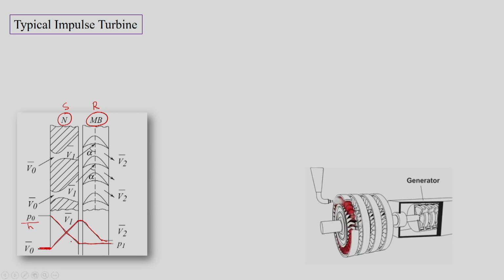The whole enthalpy drop will take place inside the nozzle, and then there is no enthalpy drop which is taking place inside the moving blades, but this enthalpy is a static enthalpy. In case of total enthalpy, as we know, total enthalpy is constant in the nozzle, and then total enthalpy will decrease in the moving blades.